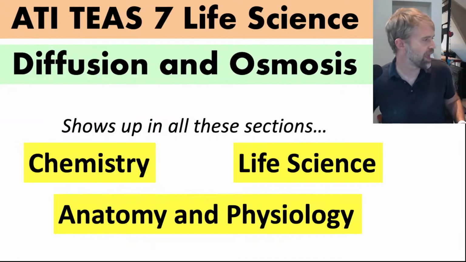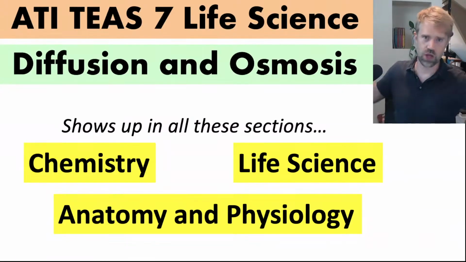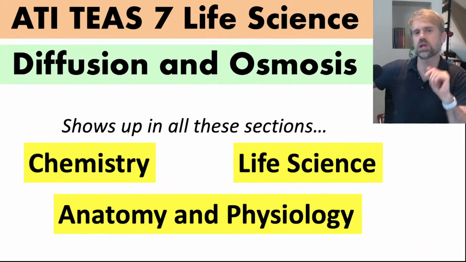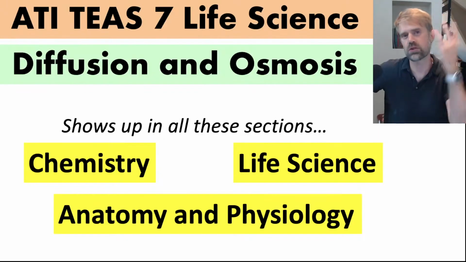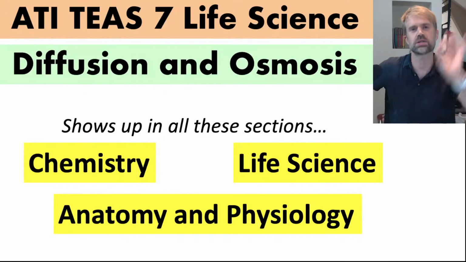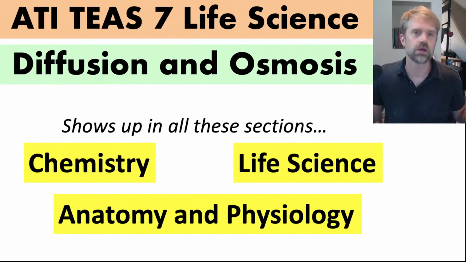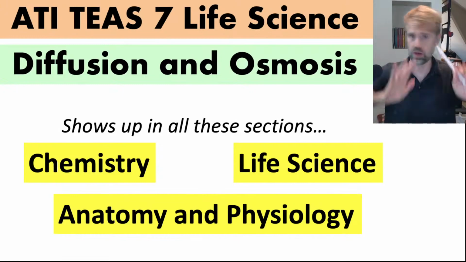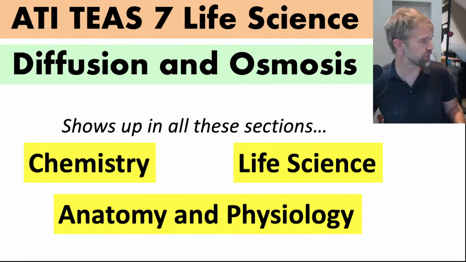Okay, so as I said, for the folks who got in here right at the beginning, diffusion and osmosis are special topics on the TEAS because they show up in 3 science sections. They show up in the chemistry, they show up in the life science, they show up in anatomy and physiology. These concepts are important across many areas of science. If you learn this stuff, you get a big boost throughout the science section in many different areas.